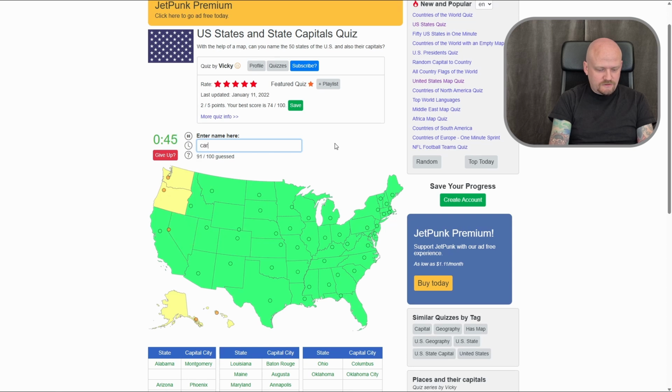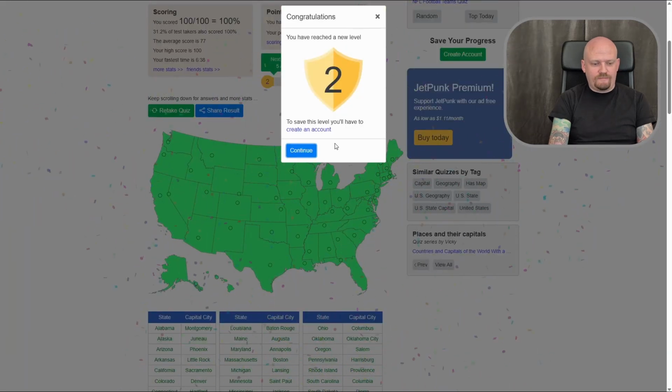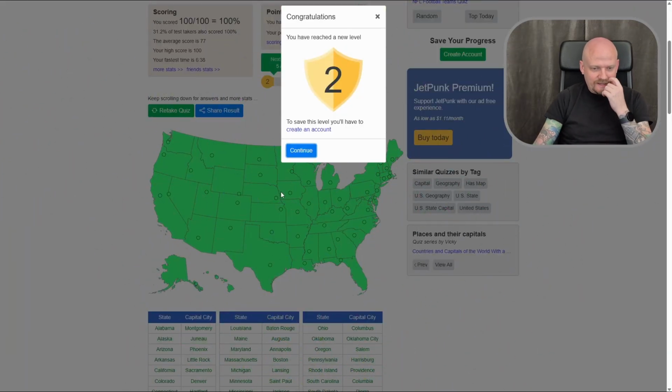Nevada has Carson City. We have Oregon and Salem, and then lastly there we have Washington and Olympia. And then we have Hawaii and Honolulu, and Alaska and Juneau. Yeah, I did not spell that correctly, but they granted it to me.